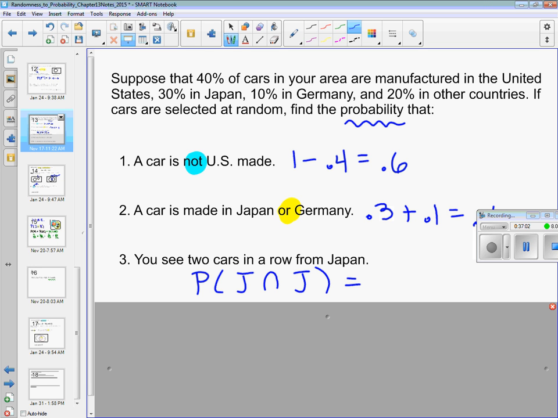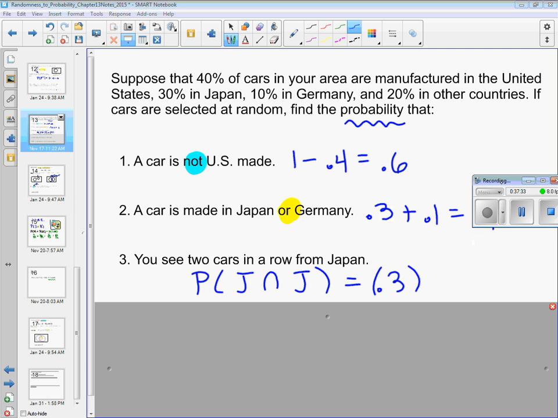Is one going to affect the other? Not necessarily. Okay? You could probably make an argument that maybe if my mom has a car from Japan, I'm going to get a car from Japan. So you could probably make an argument about that. But for our sake, we'll assume that they're independent events, okay? What would I do here? Right, multiply. So what am I multiplying? 0.3 times 0.3. Which happens to be what?